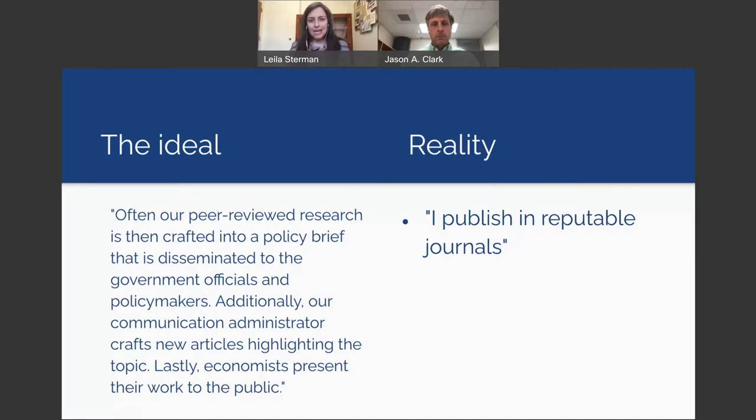The reality for many is more, I publish in reputable journals and then move on to the next thing, try to get the next grant, write the next paper, teach the next class. So we're hoping to help researchers gain the ideal without needing to hire three extra people to do the work. Most people can't. Next slide.